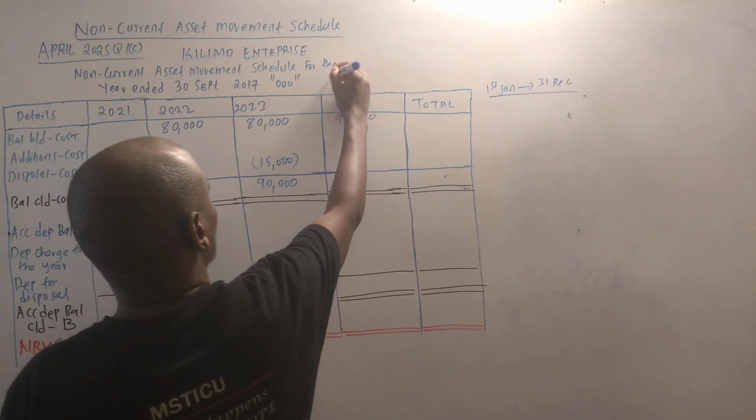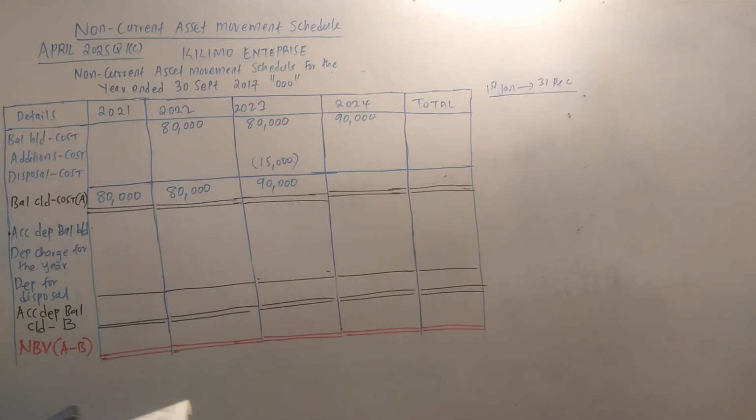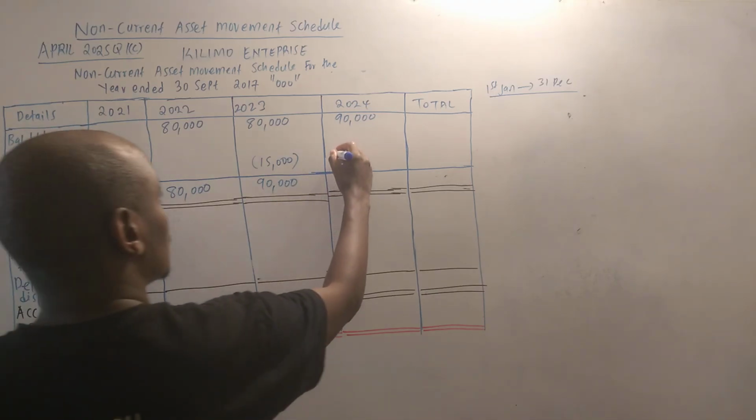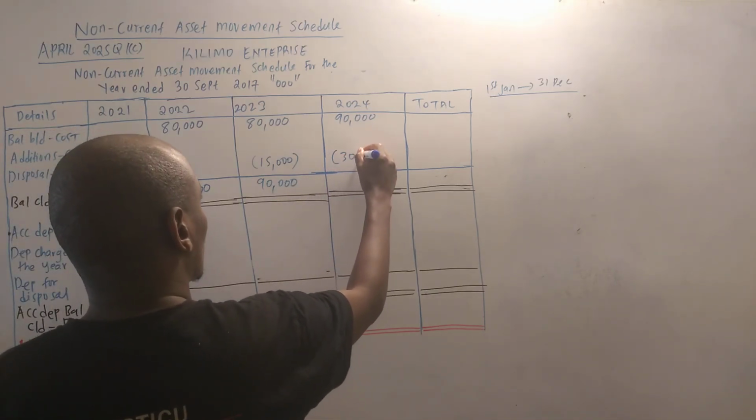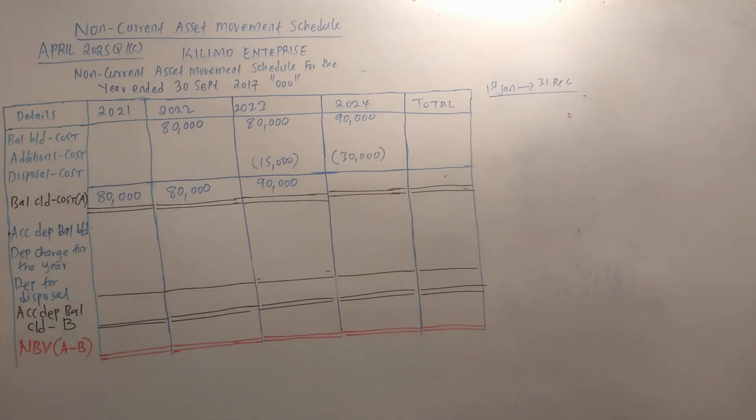Let's put this one in 1,000. Already it is in 1,000. So 15,000. Let's go to information number 2. On 1st December 2024, Plant X, which was acquired on 1st January for 30,000, was disposed at 21 million. So 30,000. That is 2024. So they disposed in 2024 at a cost of 30,000. I hate to memorize that.